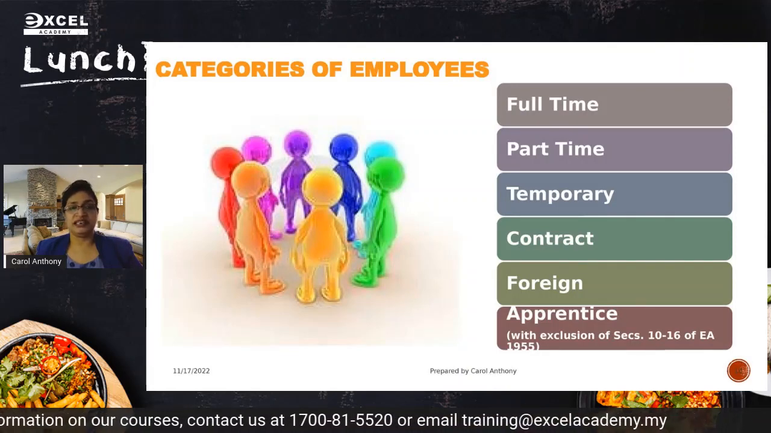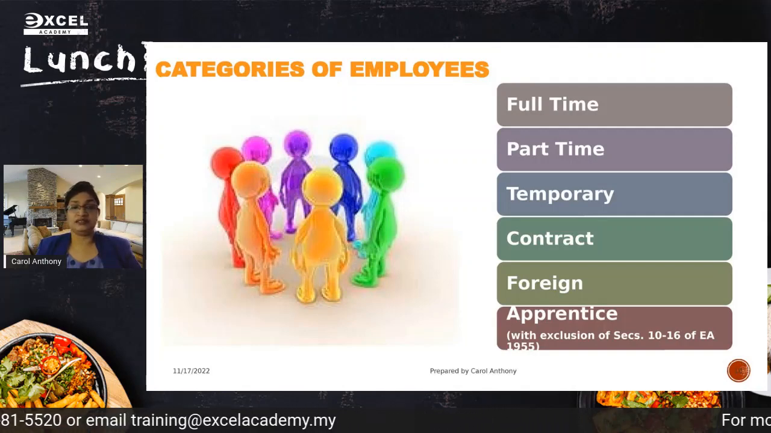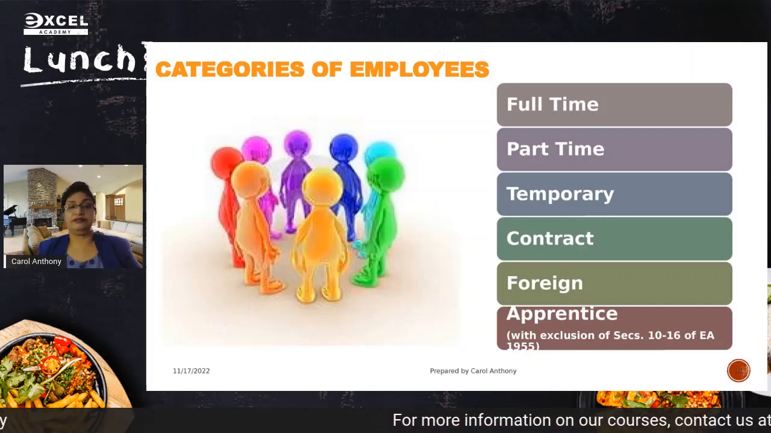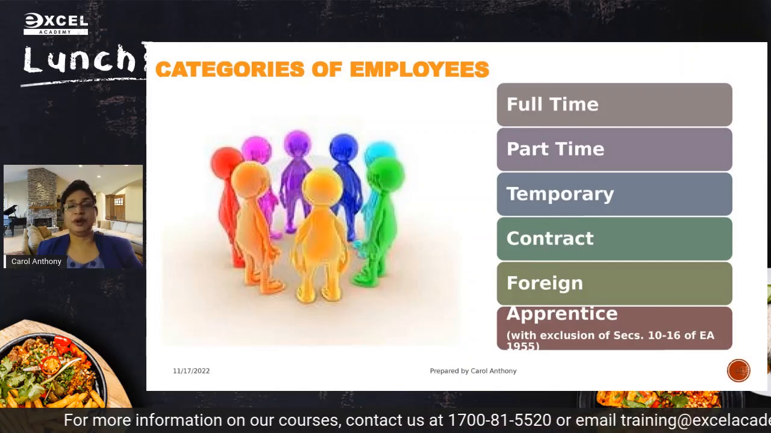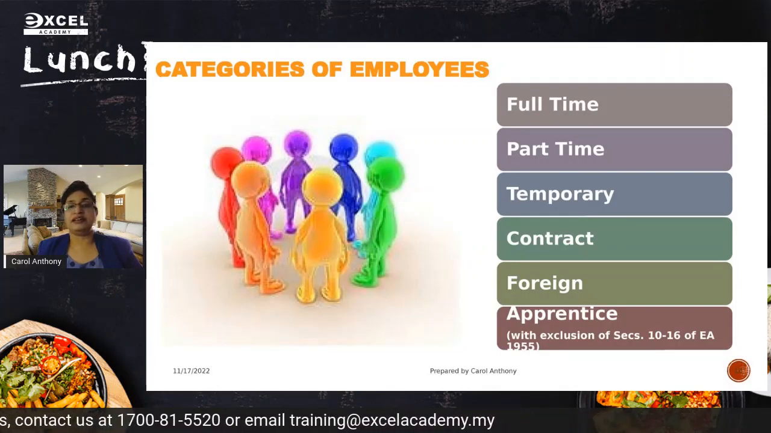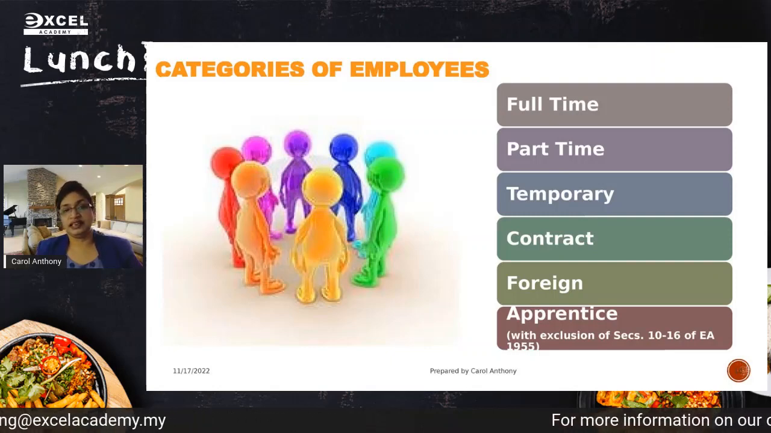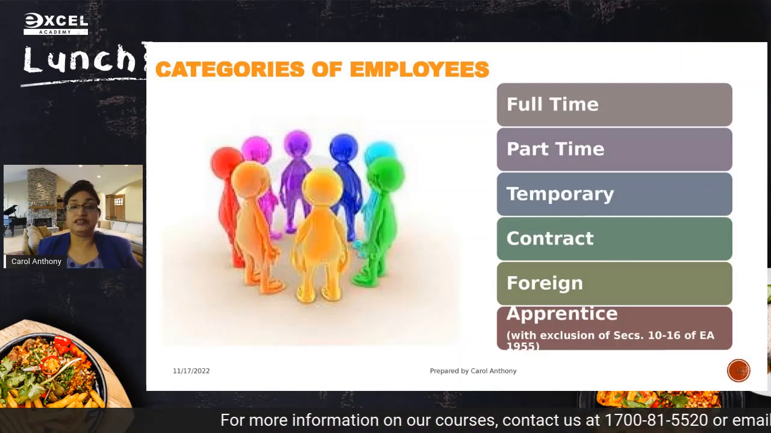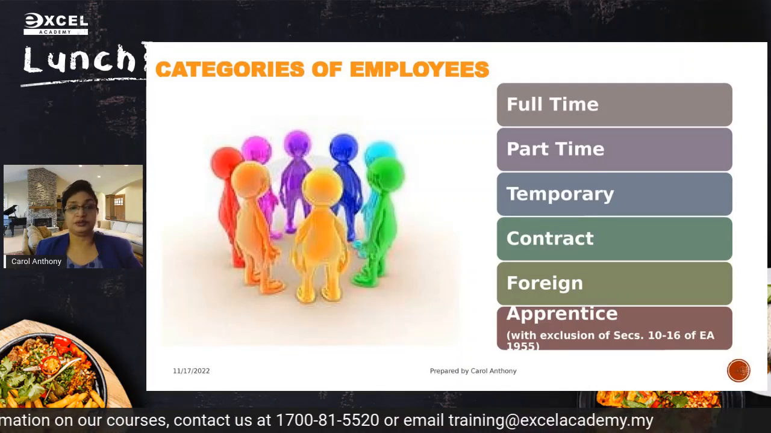Next is temporary. Temporary could be they are engaged to work only for 3 months or 6 months. Then they are considered temporary workers, and after that, they will leave the organization. Next, contract. Contract would be someone who's employed on a longer temporary basis. It is still considered temporary, but on a longer basis, usually 6 months, 1 year, or 2 years. They are given a contract because of some project that will end at the end of 2 years. So they are only required to work for 2 years. After 2 years, they don't have any work to do.